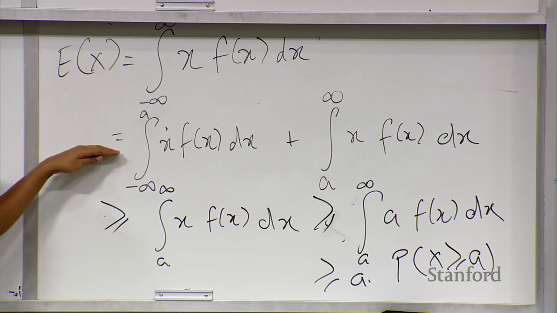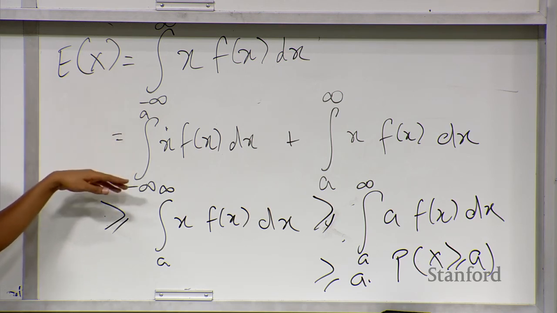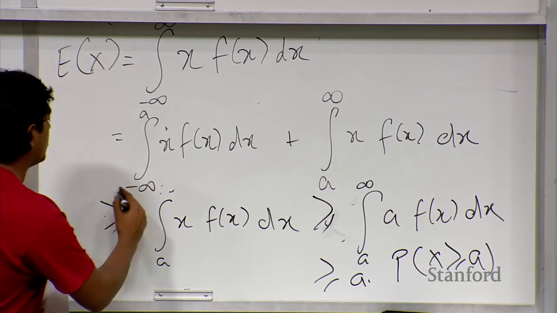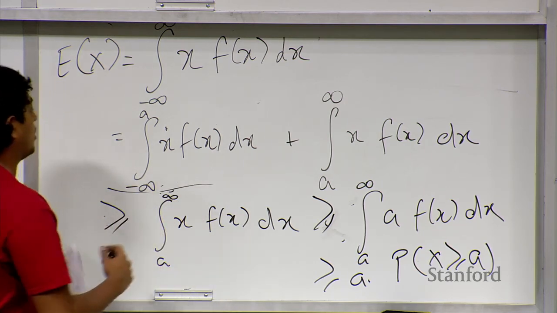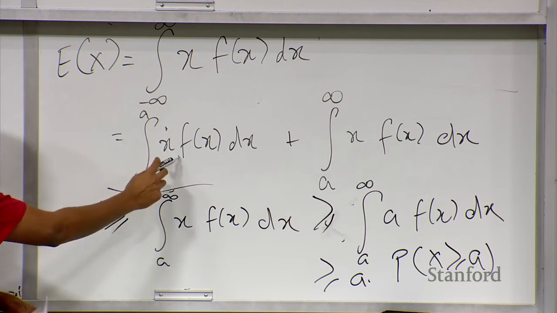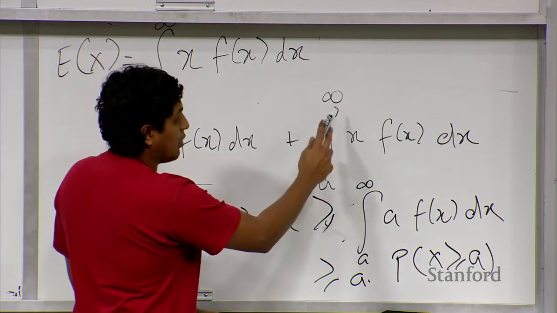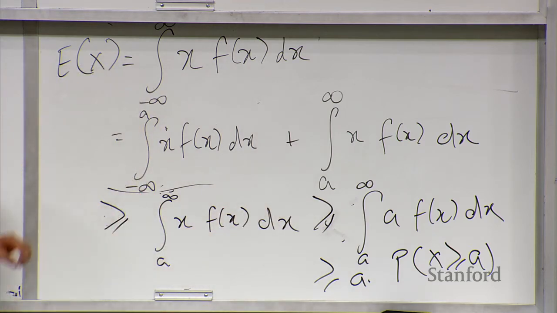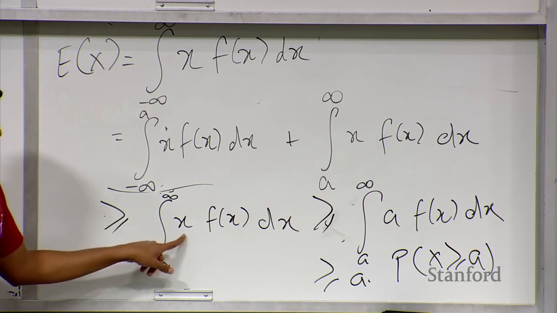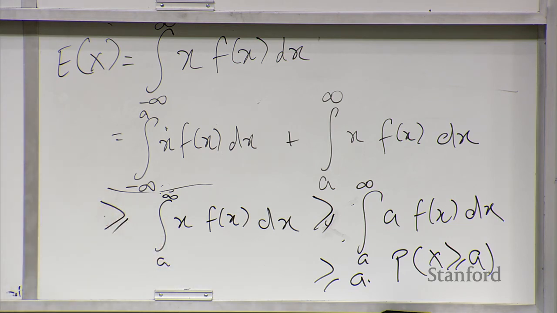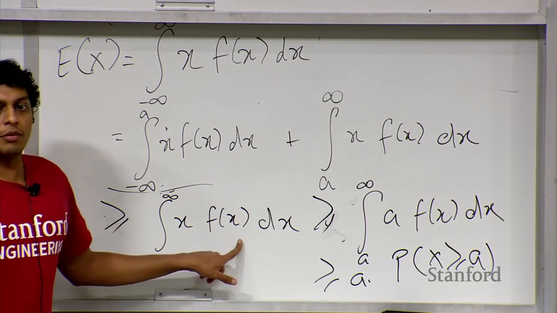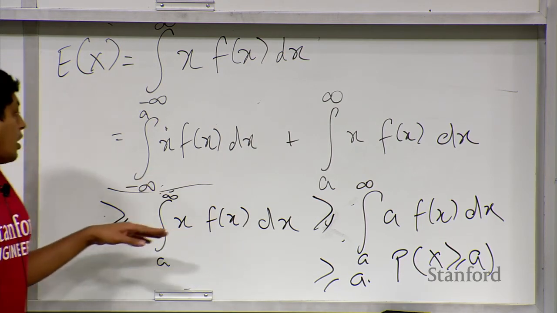What we do in the next step is split up the integral. So we say the integral from minus infinity to a of x times f(x) dx, plus the integral from a to infinity of x times f(x) dx. We are not doing anything special here, just splitting at a. Now we know that X is non-negative. It takes only non-negative values, and we always know that f(x) is greater than or equal to 0 for all x.